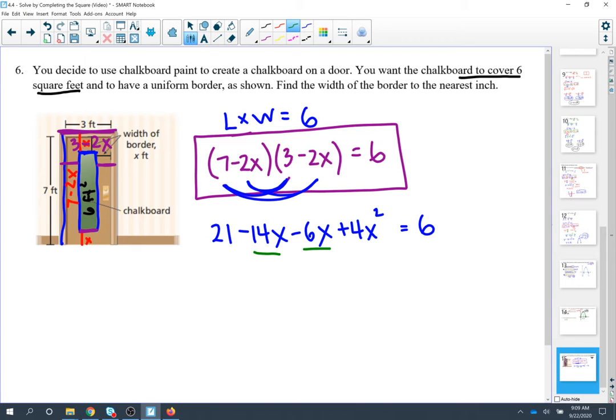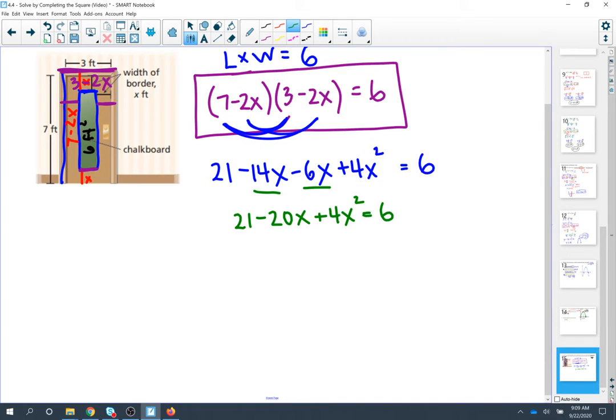equals 6. Usually a good idea when you're solving a quadratic equation is to get it equal to 0. So I'm going to subtract 6 from both sides. 21 minus 6 is 15. And then I'm going to rearrange a little bit. So we're going to have 4x squared minus 20x plus 15 equals 0. And that 15 is just 21 minus 6. And that's what we're looking at right now. Now, if we're going to solve that, I really don't want to complete the square.